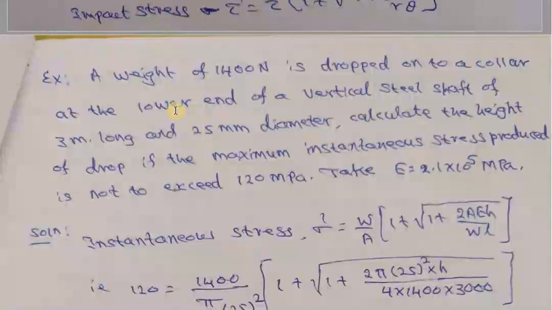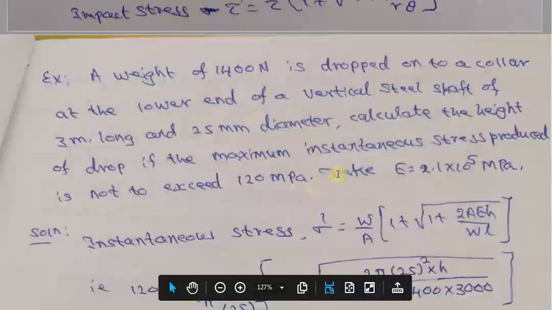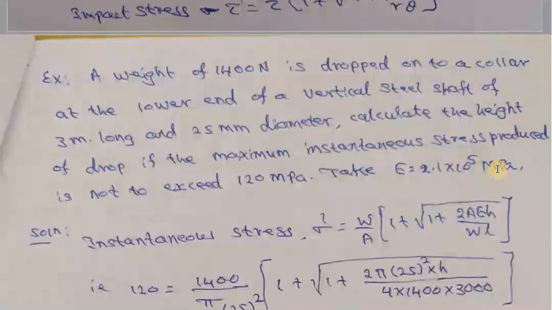The first example, a simple example, I read here. A weight of 1400 Newton is dropped onto a collar at the lower end of a vertical steel shaft of 3 meter length and 25 millimeter diameter. So this is a description of the vertical member. Calculate the height of drop if the maximum instantaneous stress induced or produced is not to exceed 120 megapascal. So he has given you the instantaneous stress already. Take the material property Young's modulus E as 2.1 into 10 to the power of 5 megapascal.